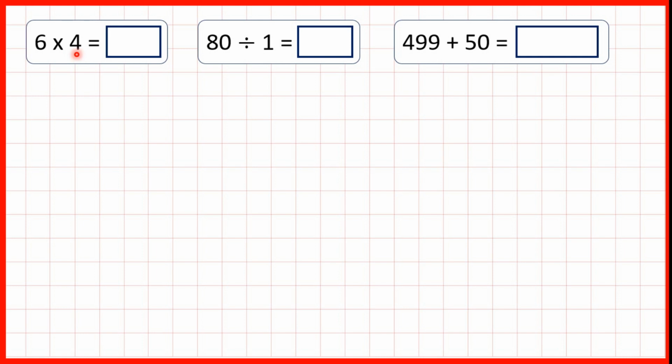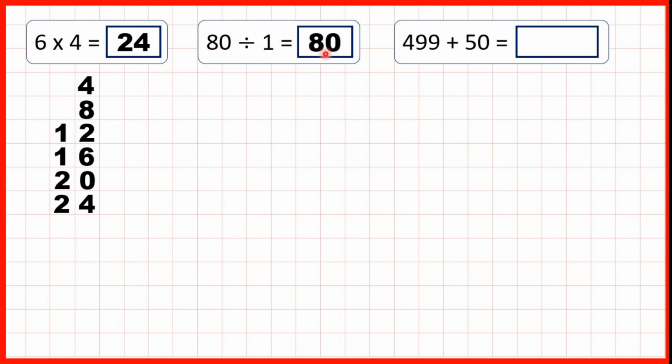6 times 4. So if we don't know our 4 times table, we can count in steps of 4. So we have 4, 8, 12, 16, 20, and the sixth multiple of 4 is 24. So that's our answer. Now 80 divided by 1. Any number divided by 1 is just that number. So our answer is 80.